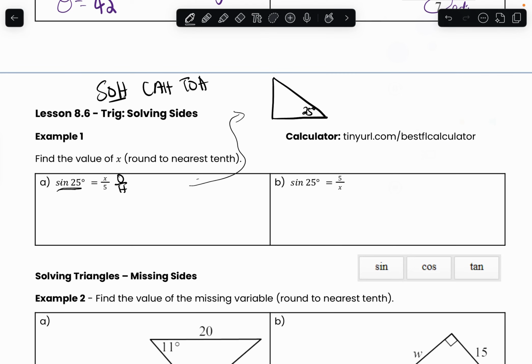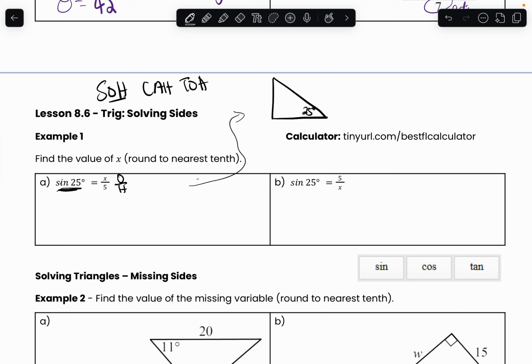This video is going to be about 8.6. We're going to learn how to use trigonometry to solve for missing sides. Now let's take a look at the first question right here and see how it looks visually. It says sine of 25 degrees is equal to x over 5. It's asking us to find what the x is.